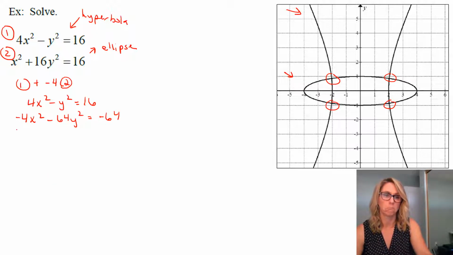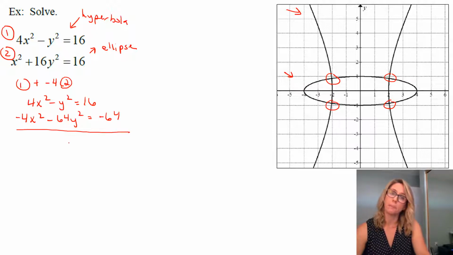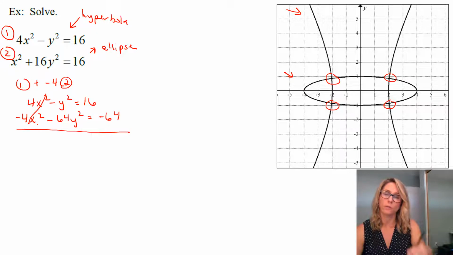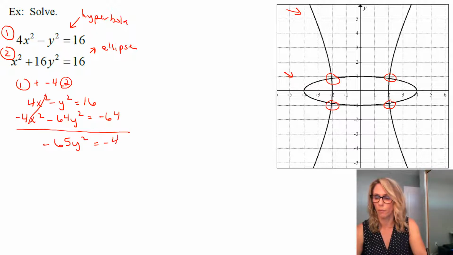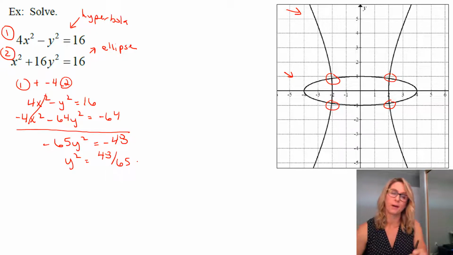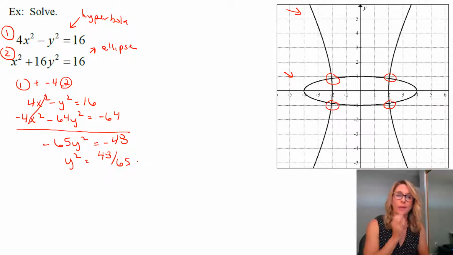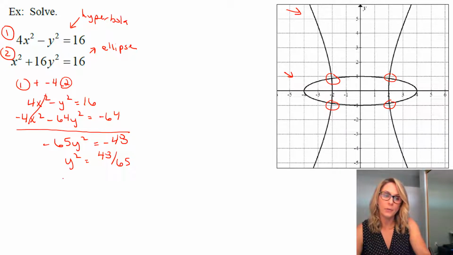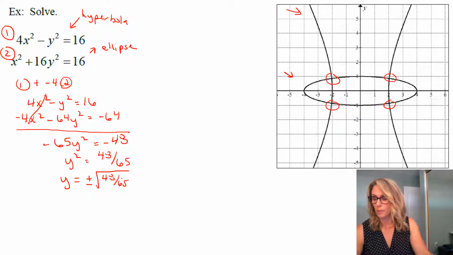Then using the elimination method, we just add. And what that will do, of course, is rid ourselves of our x squareds. We'll be left with -65y squared, and over on the other side, it looks like we will have -48. Now, you can probably tell pretty quickly what we already knew, which is that we have a fraction here, 48 over 65. And when we take the square root of both sides in order to solve for y, we get plus or minus the square root of 48 over 65. And that is not pretty, but that's okay.